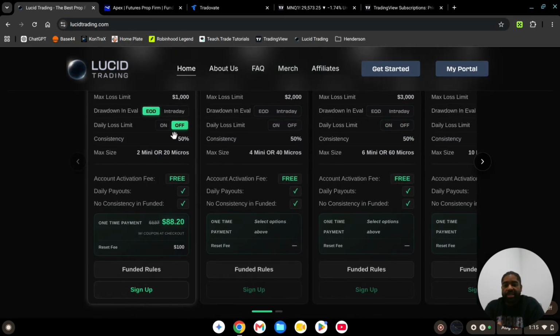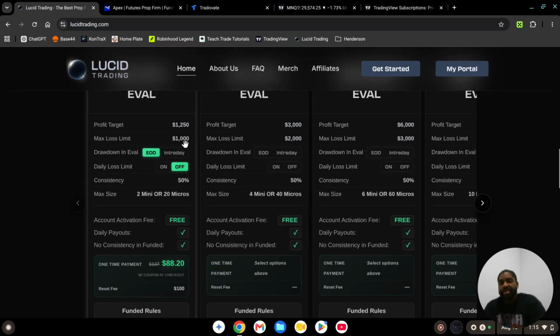You can set a daily loss limit. The consistency rate, this pretty much means, in simple terms, how much of your profit can be made in the course of a single day. So in this case, the profit target is $12.50, 50% consistency. That pretty much means the very first day, if you were to make half of this, so $625, you can then come back the second day and once again make $625, and now your consistency is 50%. You made 50% the first day, 50% the second day.